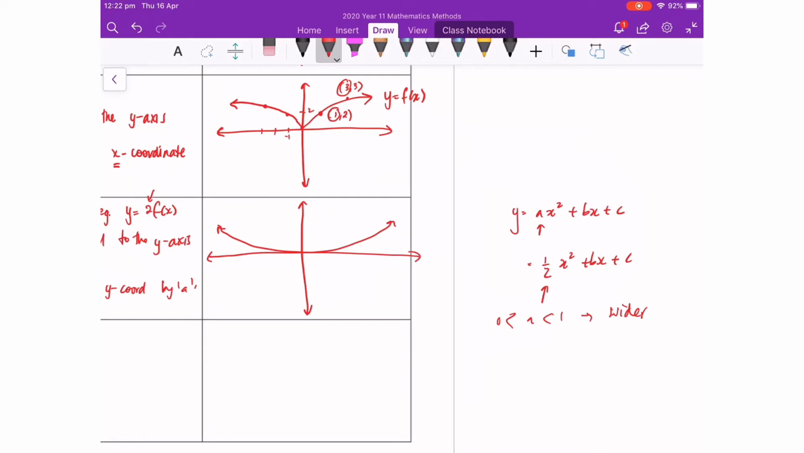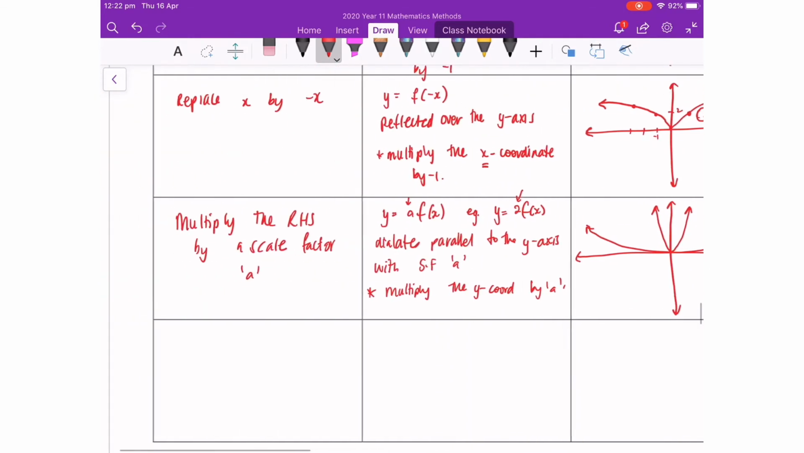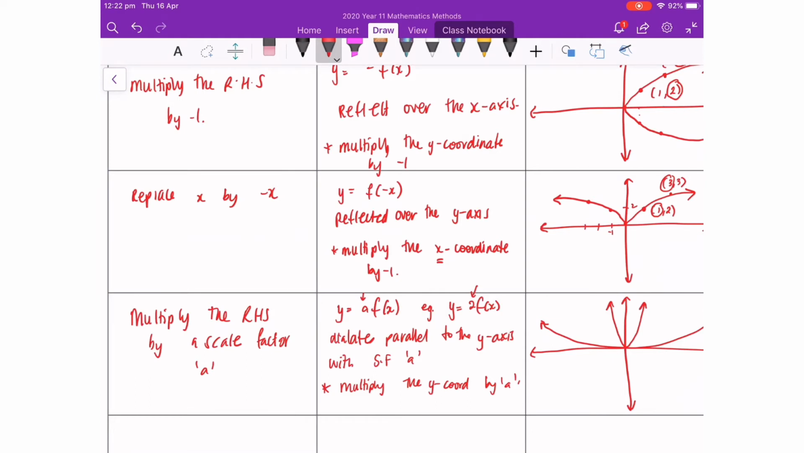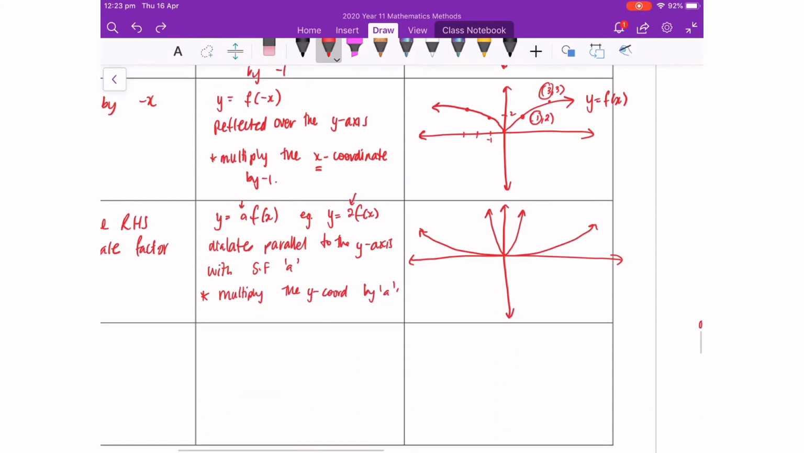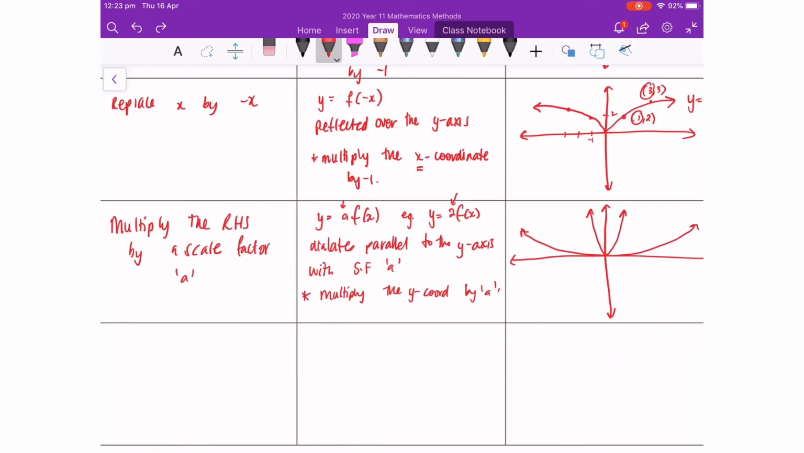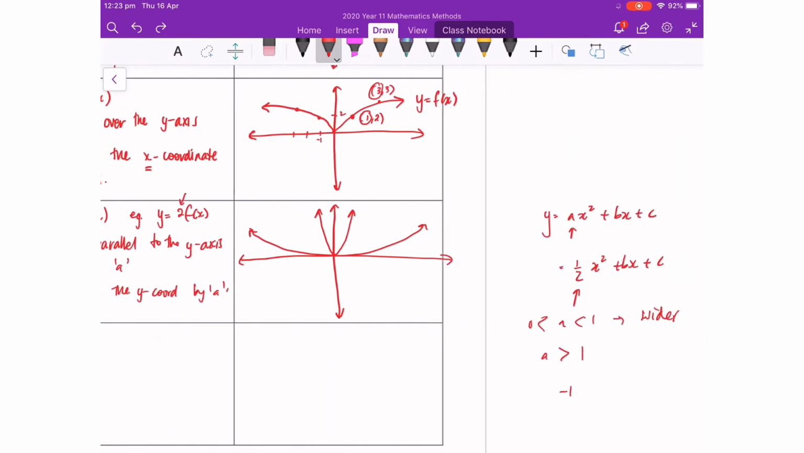But if A is bigger than 1, for example 2, 3, 4, anything like that, it becomes skinnier and skinnier, so it could look like this. It's important to note how those things can happen. And with quadratics, of course, if it becomes negative, it gets flipped over the x-axis, which is exactly what you've seen before. So for example, if it was -1, just like in the previous video, it flips over and makes it a maximum. That's essentially how it can change depending on what you're doing to your function.